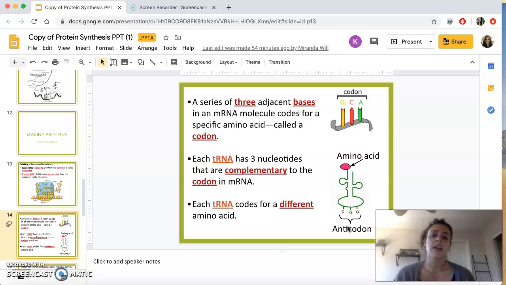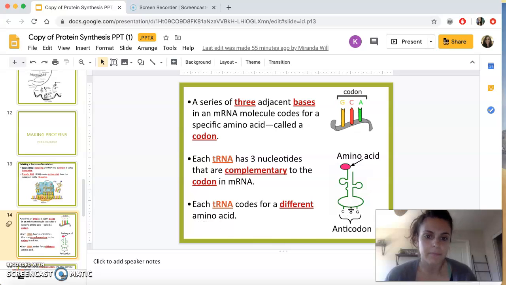Each tRNA has 3 nucleotides that are complementary to the codon in mRNA. So each tRNA, transfer RNA, is going to connect to the mRNA on the outside, which is connected to the ribosomes. That's going to code for a different amino acid. So here's your amino acid. It's connected to a codon, okay? And your codon is going to be in mRNA, and your tRNA is going to have an anticodon.